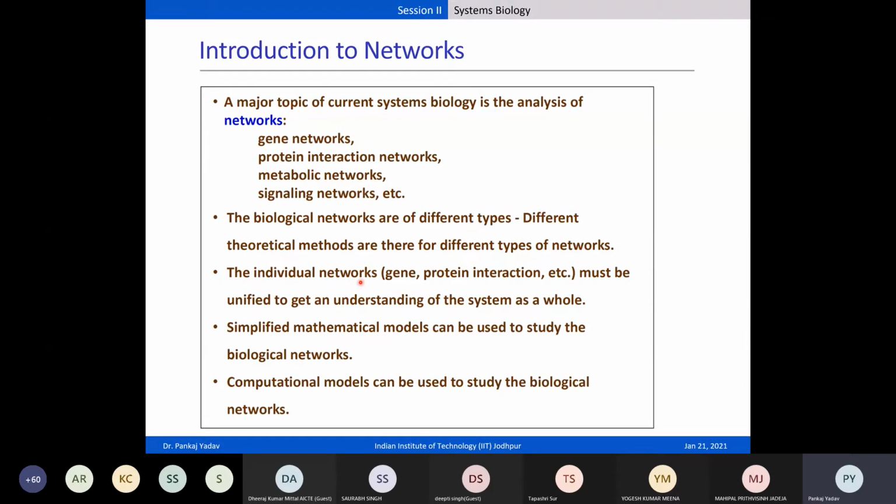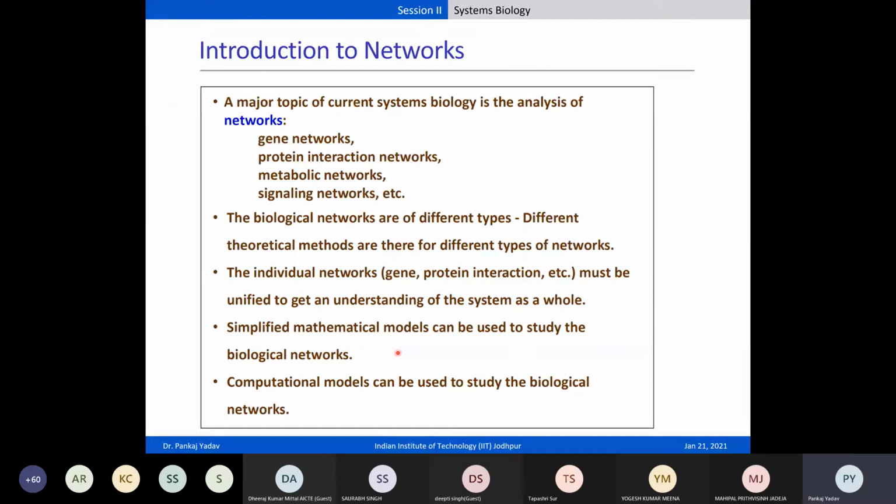And the individual networks, for example, gene network or protein network, must be unified to get an understanding of the system as a whole. So again, it comes to the concept of integrating different layers of data. You can think of gene networks as your genomics information, and protein interaction as proteomics level information, and you need to unify them in order to understand this system.